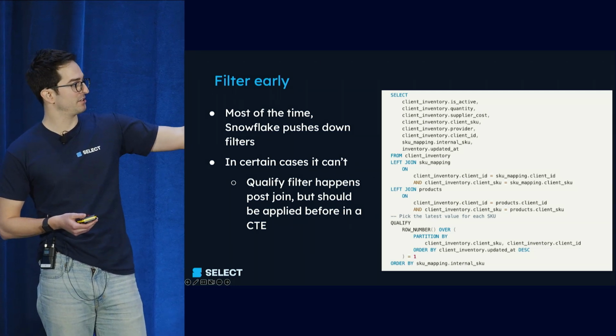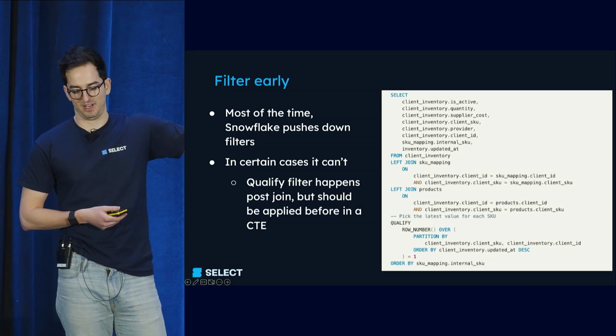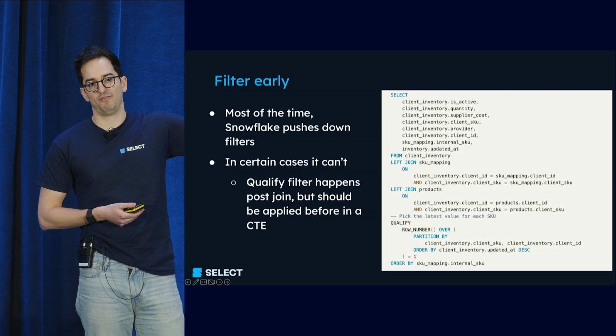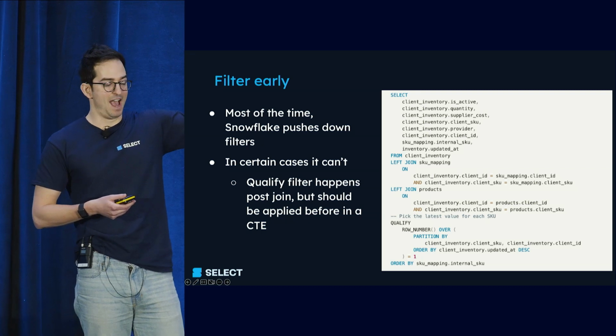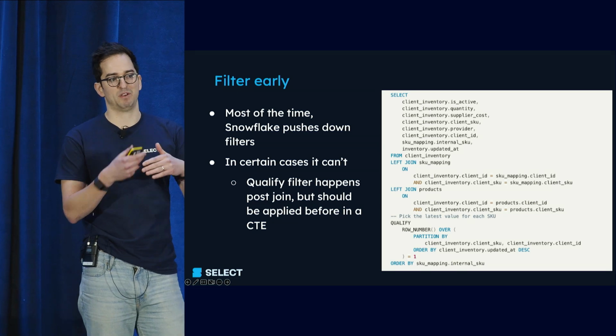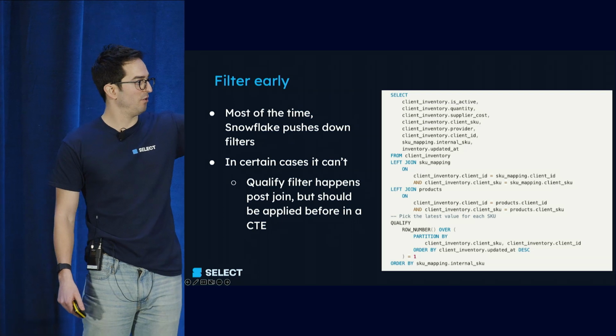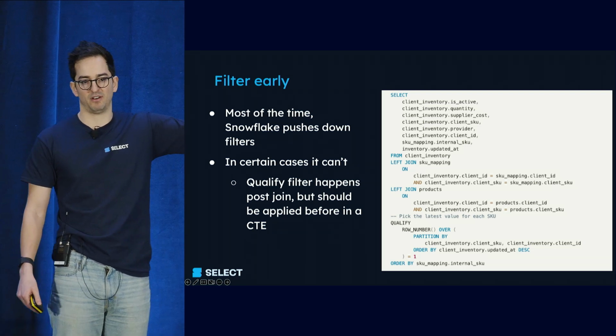So an example is this query on the right, where we have a couple joins, and then we have a qualify statement at the very end. This qualify statement will actually run after all that expensive join has been done against those data sets, and then we may end up discarding half the records. So if you look closely, this qualify statement actually just operates on one of the tables.